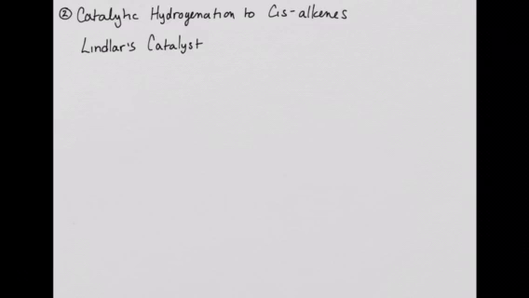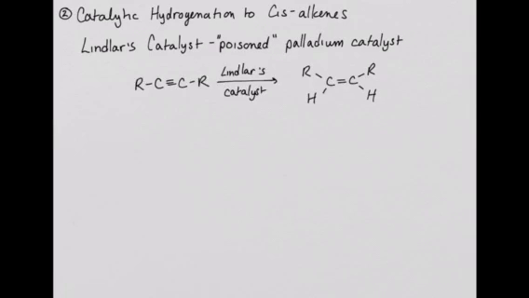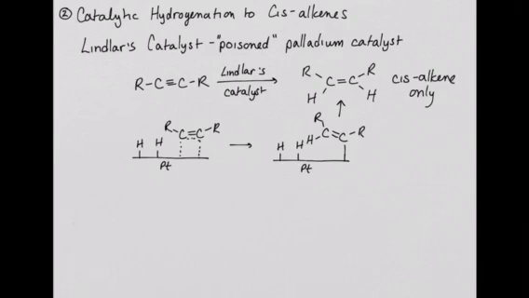What that means is something has been added to the catalyst to make it less effective. Because this catalyst is less efficient, we are able to stop the hydrogenation reaction after one round of addition of hydrogen, allowing us to access the cis-alkene that is formed. Because this is still catalytic hydrogenation, and the hydrogens add to the same side of the alkyne, we get the cis-alkene as the product, and not the trans. Therefore, this reaction is stereospecific.